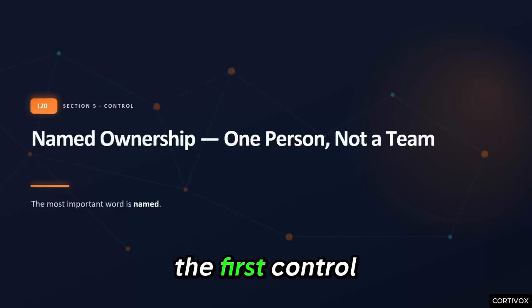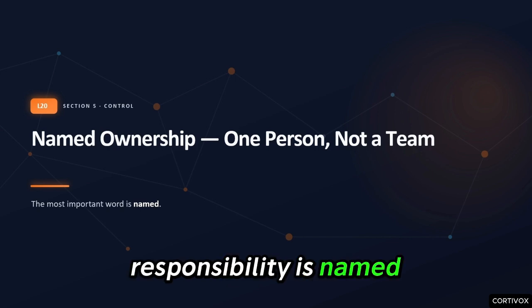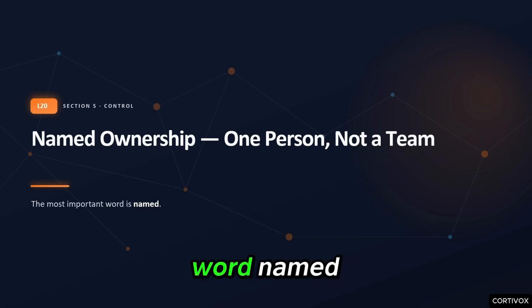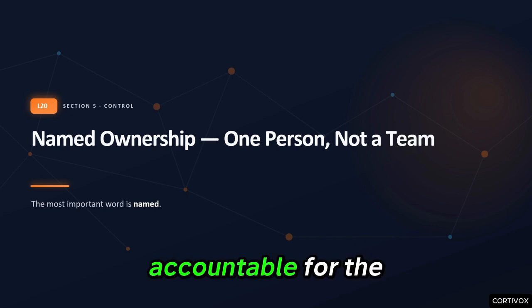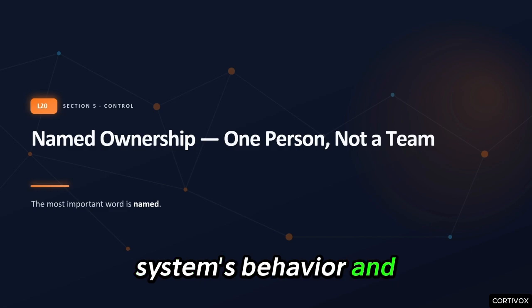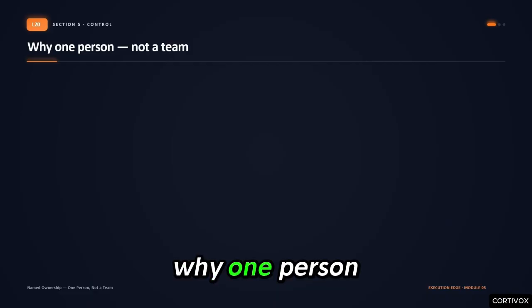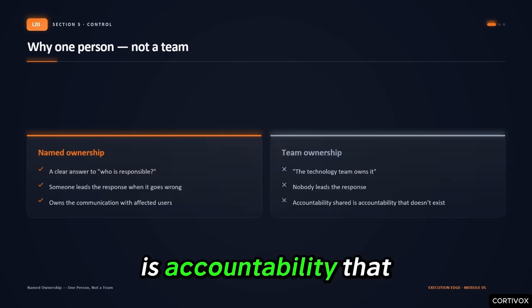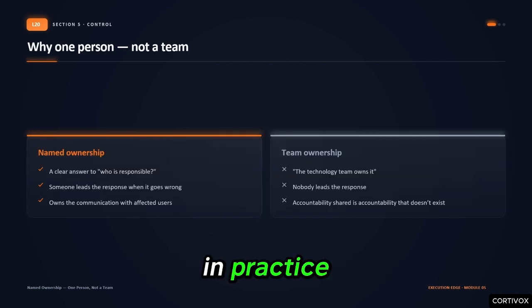The first control responsibility is named ownership. The most important word, named. Not a team, not a department. A specific person, identified by name, accountable for the system's behavior and its outcomes. Why one person? Because accountability that is shared is accountability that does not exist in practice.